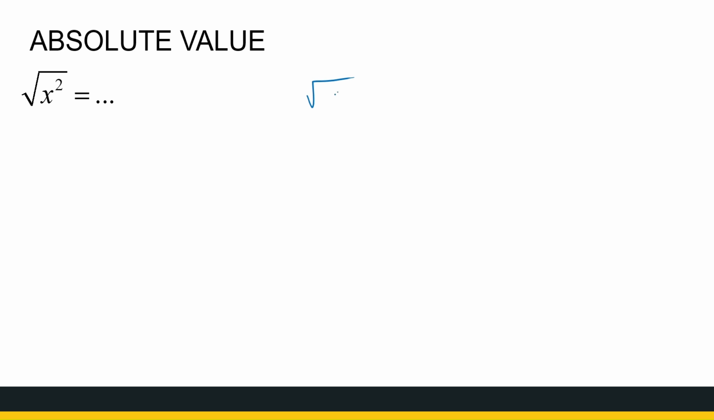If I want the square root of 5 squared, well, we're asking for the square root of 25, and we know that is 5. But if I ask for the square root of minus 5 squared, I'm asking for the square root of 25, which is still 5. So the square root of something squared is not necessarily that something. The square root of 5 squared is 5, but the square root of minus 5 squared is not minus 5, it's 5.